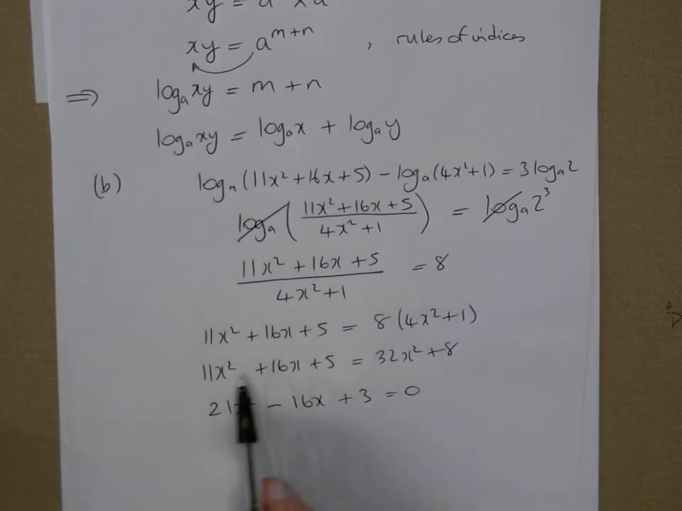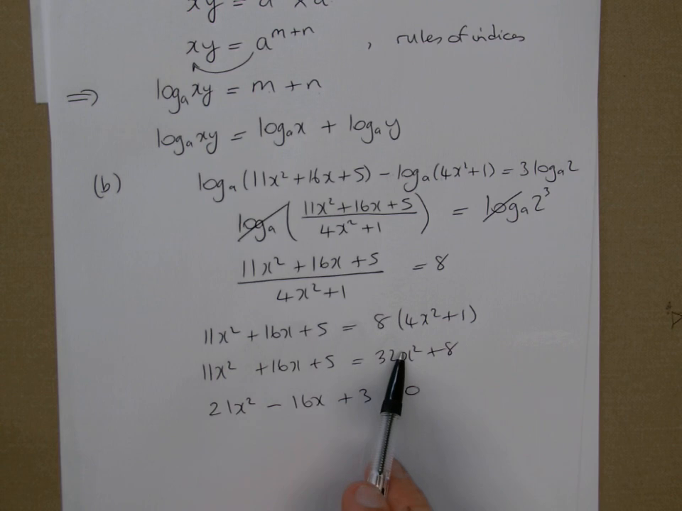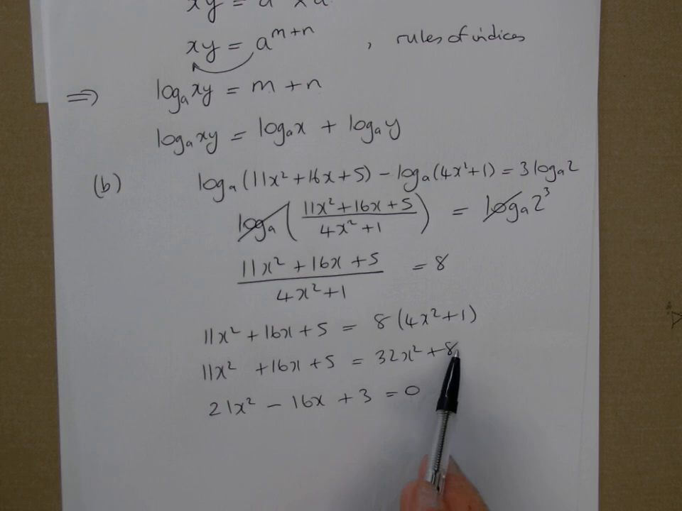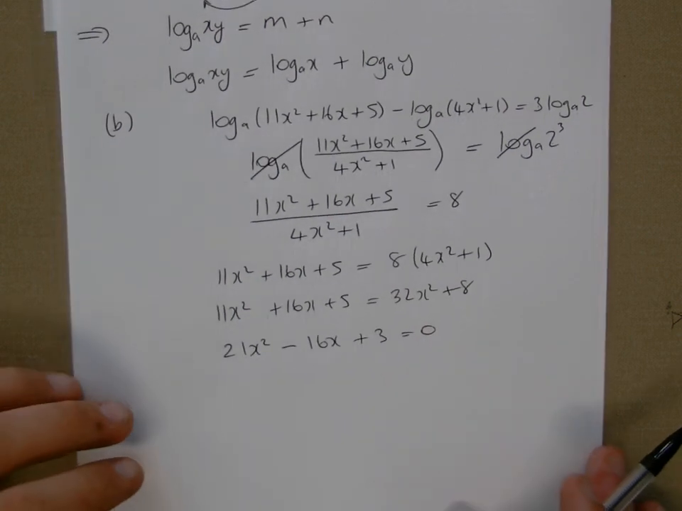I think I've done that right, so I'll just check now. Take that over, becomes 21x squared. Take that over, becomes minus 16x. Take that over, becomes a minus 5. So 8 minus 5 is 3. So that's right. So we've got a quadratic here, which we need to solve.